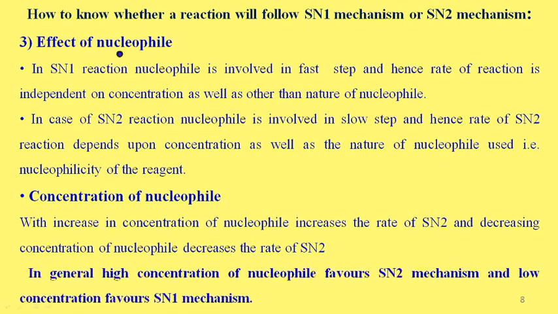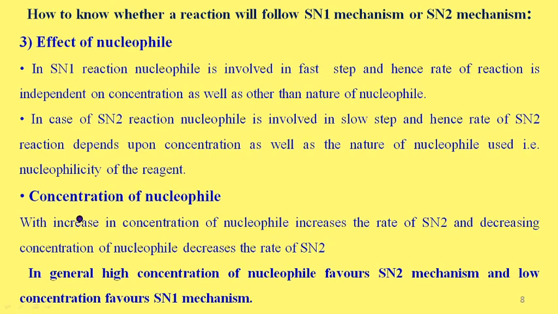In the SN1 reaction, the nucleophile is involved in a fast step, and hence the rate of reaction is independent of the concentration as well as the nature of the nucleophile. While in the SN2 reaction, the nucleophile is involved in the slow step or rate determining step, hence the rate of SN2 reaction depends upon the concentration as well as the nature of the nucleophile used, that is the nucleophilicity of the reagent.